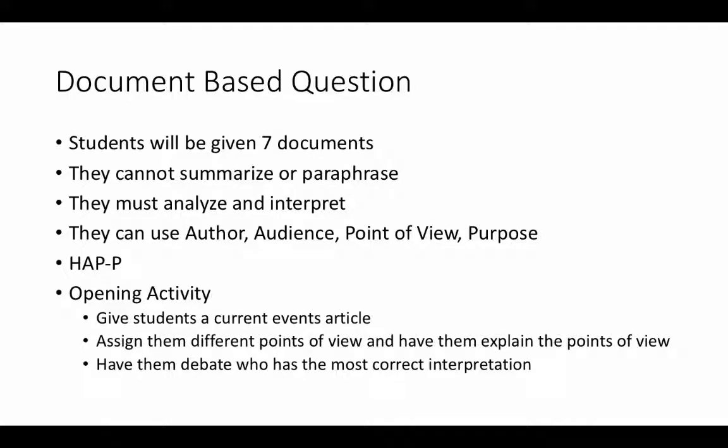So here's an opening activity you can do to get the students into this. Give the students a current events article and assign them different points of view. Have them explain the points of view. So anything that's going on right now. I mean, this next year is going to be big with the presidential elections, or you could talk about the issue of terrorism in the Middle East. You could talk about immigration issues and assign them different points of view within the country as to who might have a different perspective off of this, and then have them debate who has the most correct interpretation. This allows them to get into point of view so that they can understand that just like in current events and history as well, we have to analyze where is somebody coming from, and it's not just what they're saying, but much more what is the purpose of what they're saying.